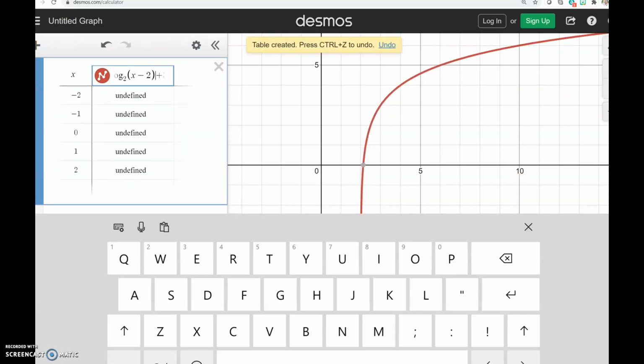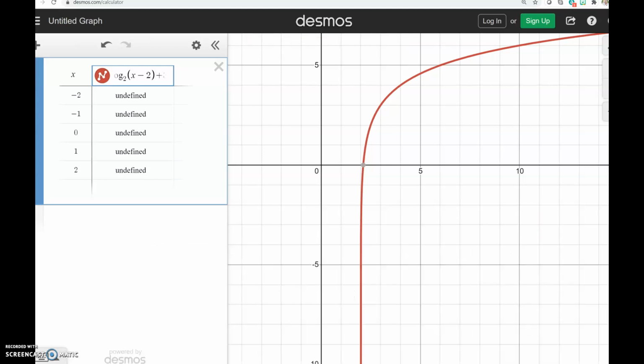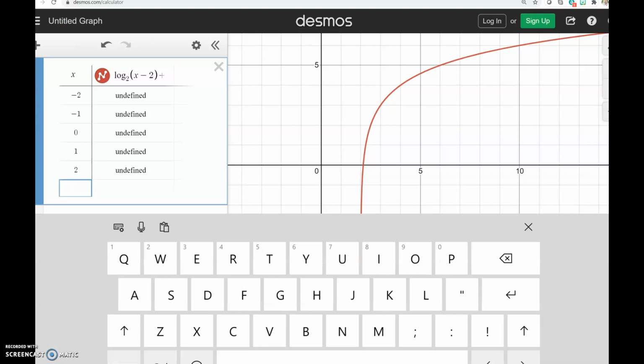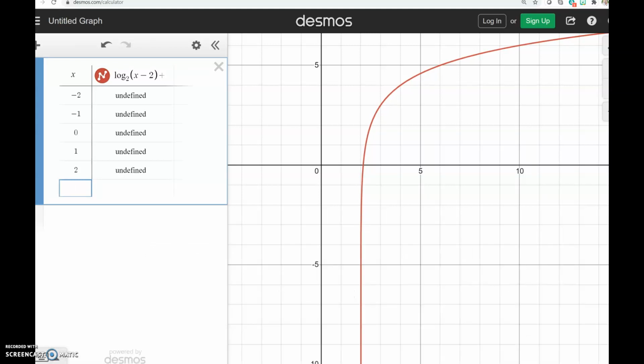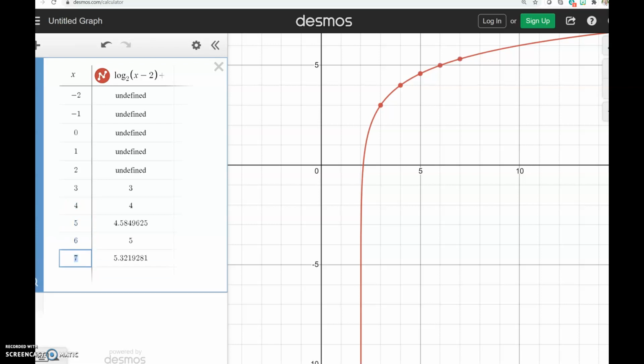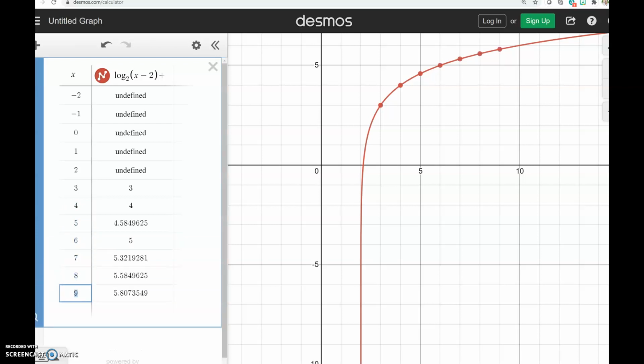Now, it's giving us a bunch of undefined. Like, oh, shoot, this isn't helpful. But if you click at the bottom of that table, you can tell it whatever x values you want. So I could type in 3. I could type in an x value of 4, an x value of 5, an x value of 6, and I can keep going. And we can pick any of these points.